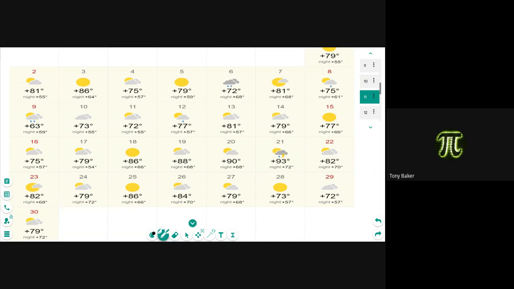So figure out where the lowest temperature is and where the highest temperature is, then figure out how much is between those, and divide that by 5. And I'll tell you what your class width is.